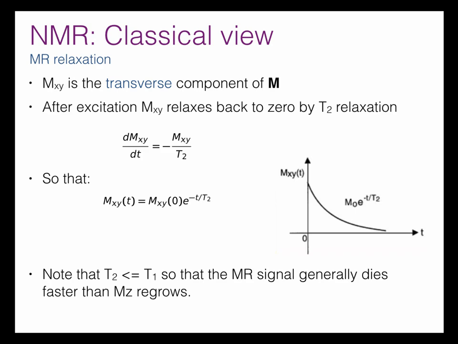Okay, what about the MXY, the transverse component? Don't forget, this is the component that actually is responsible for giving us the signal. Well, this is controlled by this equation. It's a little bit simpler, and it basically says that the MXY component decays exponentially towards 0 at a rate T2. Note that T2 is always less than or equal to T1, and sometimes it's quite a lot less. It can be an order of magnitude or more less. So basically, that means that our MR signal dies away faster than MZ regrows.